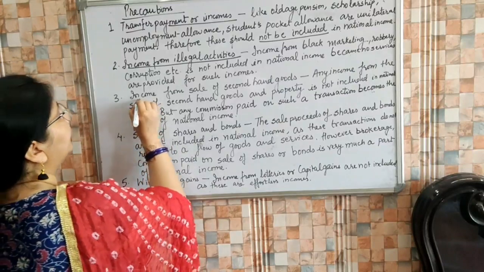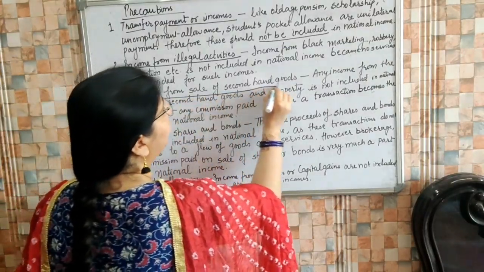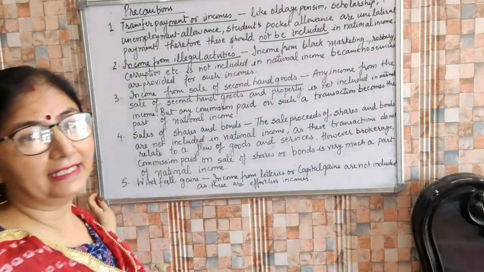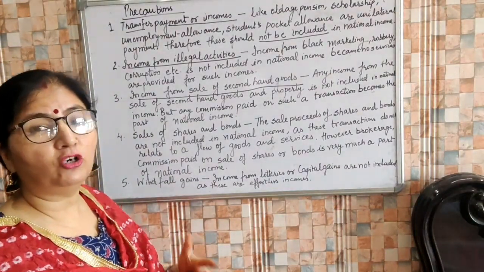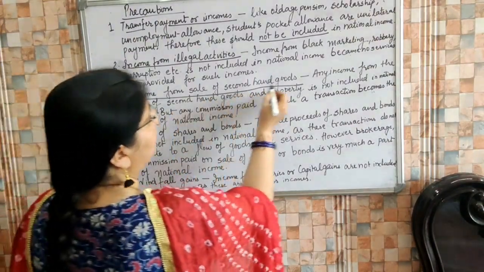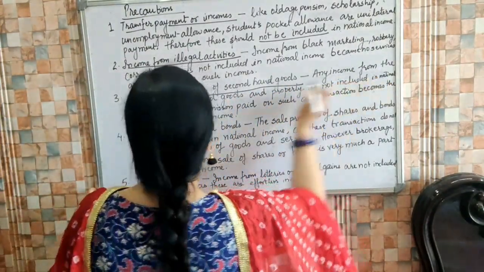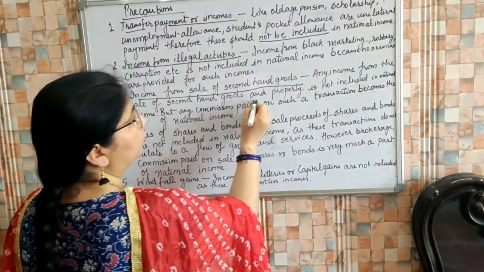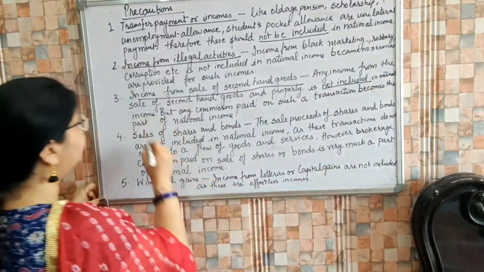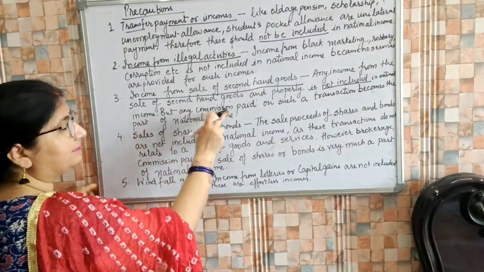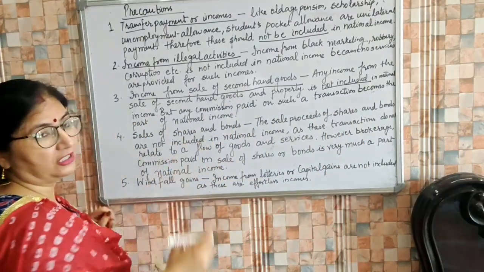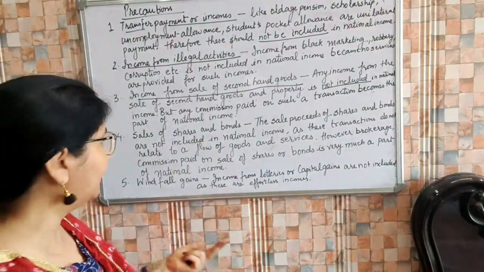Now the third, income from sale of second hand goods. As in the definition of national income we said that it is the money value of all final goods and services. So any income earned from the sale of second hand goods and property is not included in national income, but any commission paid on such a transaction becomes part of national income, क्योंकि उसके लिए तो वो एक नई इनकम है.